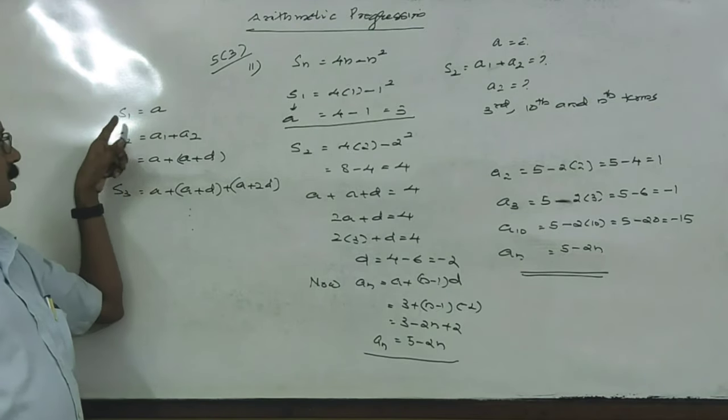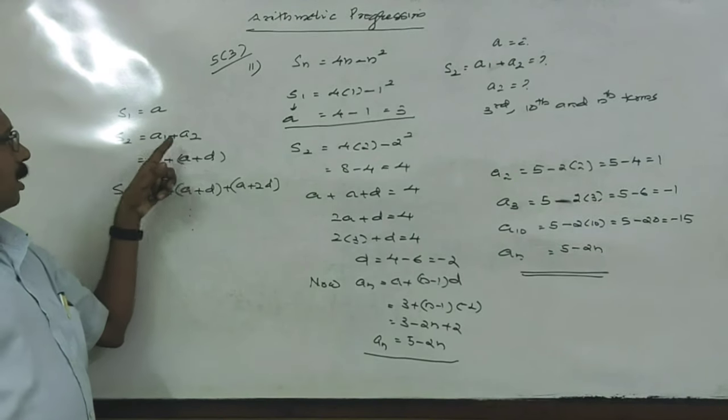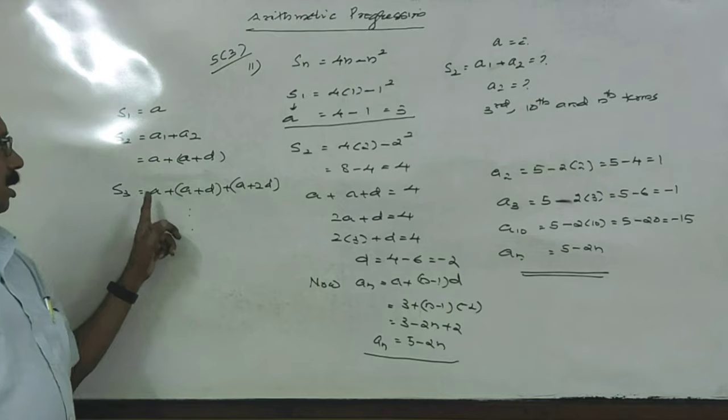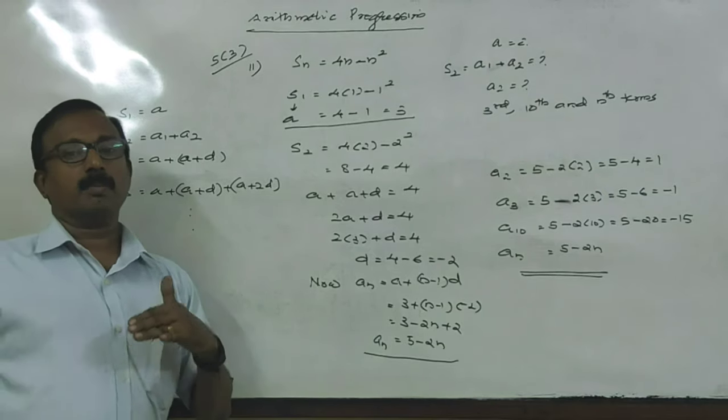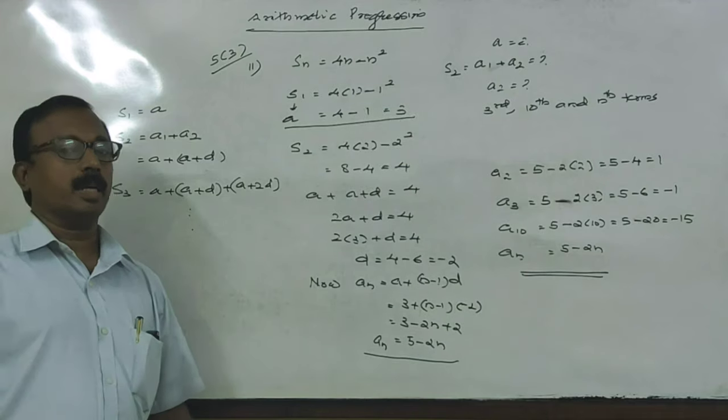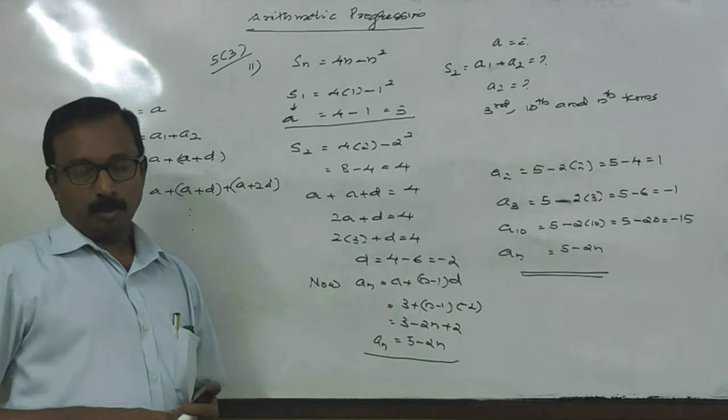Note this down. S1 is equal to a. S2 is a1 plus a2, that is a plus a plus d. S3 is a plus a plus d plus a plus 2d. S4 is a plus a plus d plus a plus 2d plus a plus 3d. Understood?